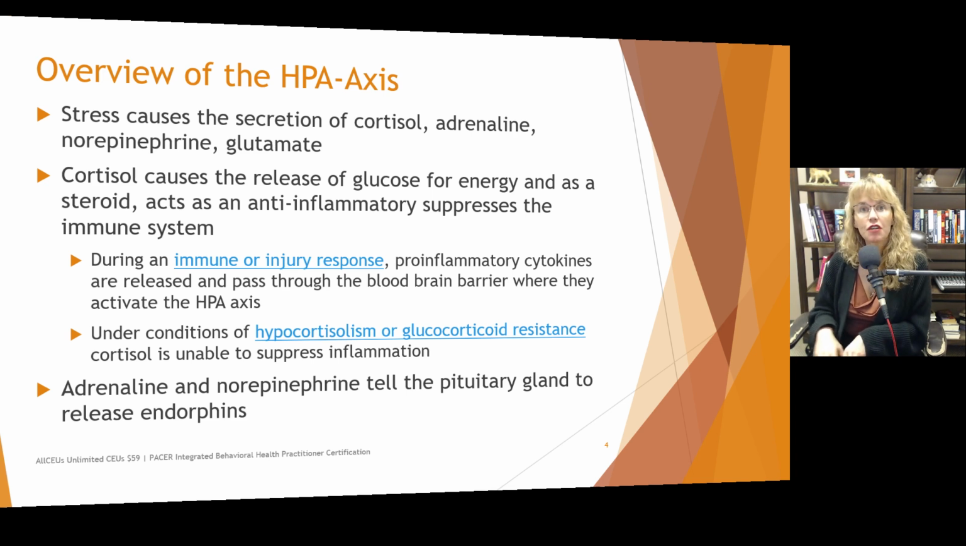Cortisol causes the release of glucose or blood sugar for energy and acts as a steroid. Cortisol is a glucocorticoid. It's a steroid that acts as an anti-inflammatory and suppresses the immune system. Why do we want this to happen? Well, the body is not devoting resources to repair right now. The body is devoting all resources to fight or flee or deal with the threat. And that's what happens when the system is working well to an acute stressor.